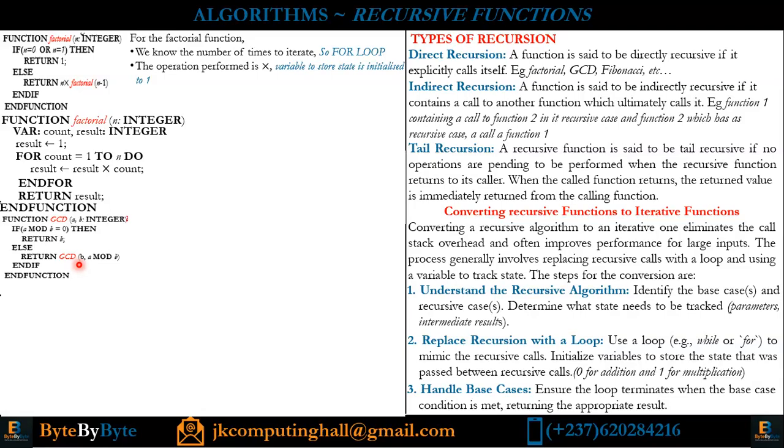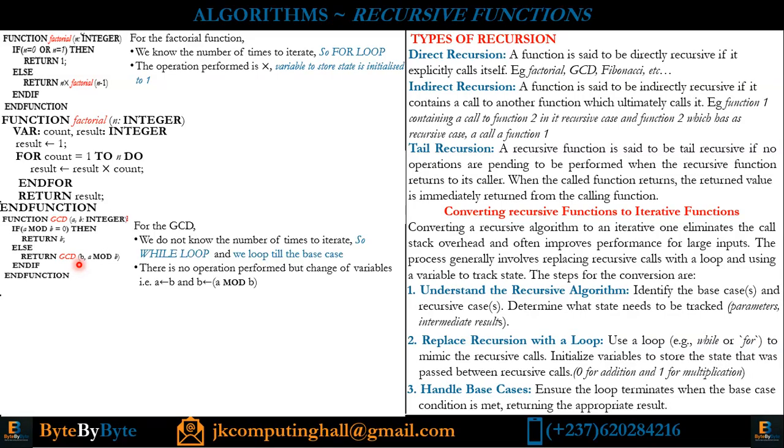In this case, we don't know the number of times you have to repeat the loop. As you can see, we don't know the number of times to iterate. So a while loop. We loop till the base case, because that's what we say here. Ensure the loop terminates, and this condition goes only for the while loop, because for the for loop, we know the number of times you are iterating. But if you are using a while loop, since you don't know the number of times you are iterating, we must ensure the loop terminates when the base case condition is met.